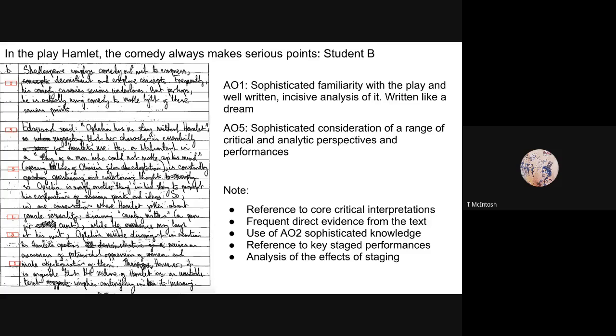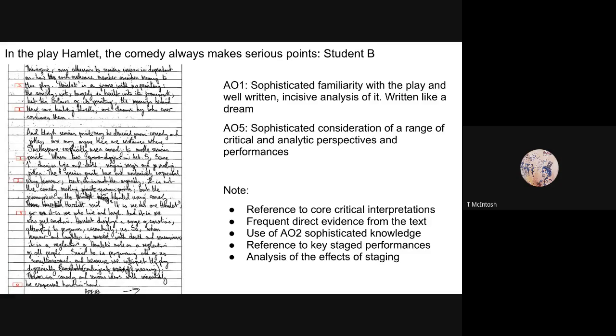So, in one conversation where Hamlet jokes about female sexuality, discussing country matters, a pun for cunt, where the audience may laugh at his wit, Ophelia's visible discomfort in relation to Hamlet's questions causes an awareness of patriarchal oppression of women and male objectification of them. However, it is arguable that the nature of Hamlet is an unstable text, implying contingency in its meaning. Therefore, any allusion to serious issues is dependent on how each audience member ascribes meaning to the play.